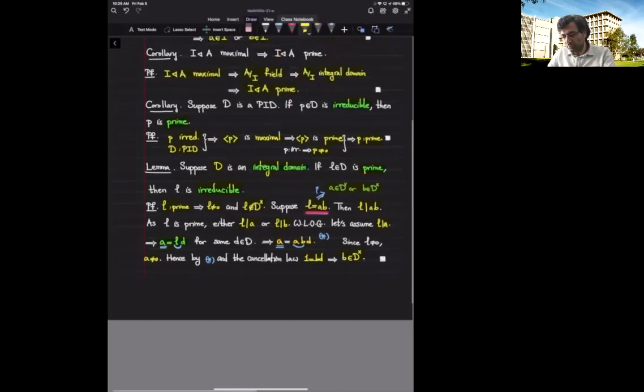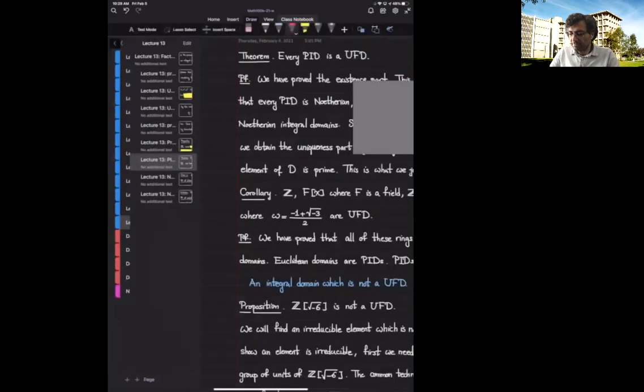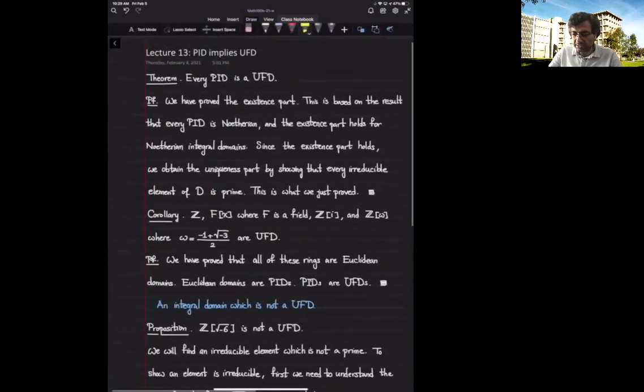But let's go back to what I mentioned right after proving this corollary. This corollary, coupled with the fact that we proved in the previous lecture, meaning in every PID, every non-zero, non-unit element can be written as a product of irreducibles, implies that every PID is a UFD, a unique factorization domain. This is one of the important results of this course.